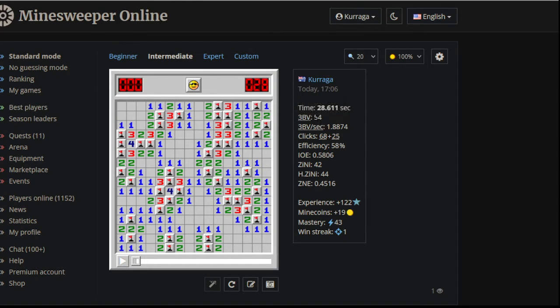So the way 3BV works is, it is a measure of how many clicks it takes to beat a board without using any right clicks or chords. And you may be wondering, how do we figure that out? It's pretty simple. The most efficient way to beat a board is to simply clear all the openings with left clicks and then get all the other little squares.